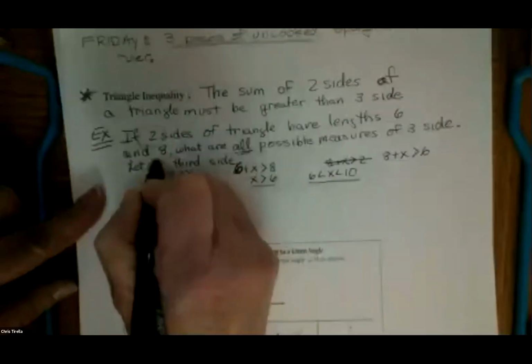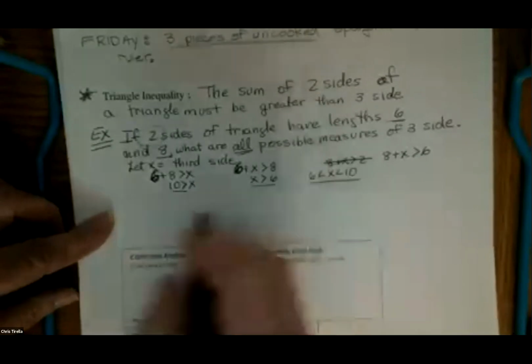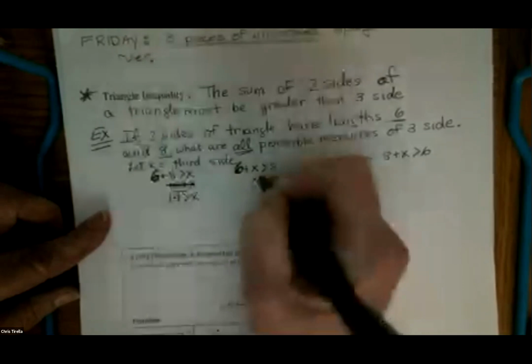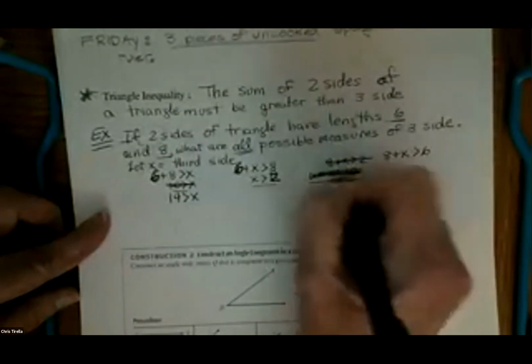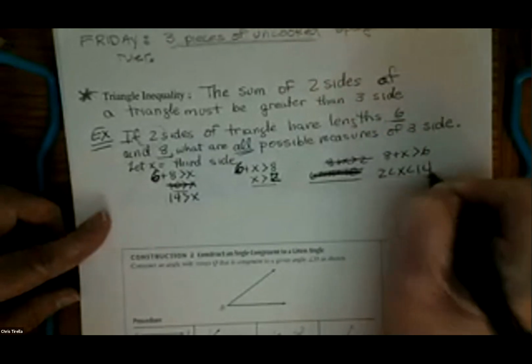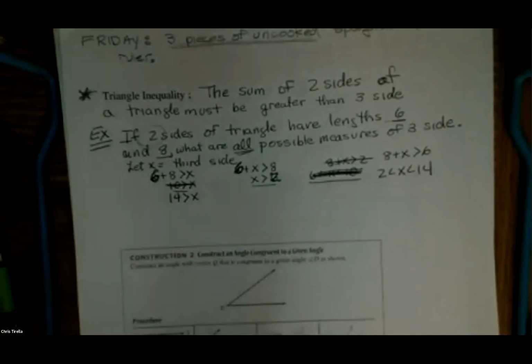I'm sorry, my sides were 8 and 6, not 8 and 2. So I apologize. That should be 14, and that should be 2. And my answer should be that 2 is less than x is less than 14. Thank you very much for catching it. I just misread, read the wrong number when I went through. I'm so sorry. Thank you for catching it. Better?